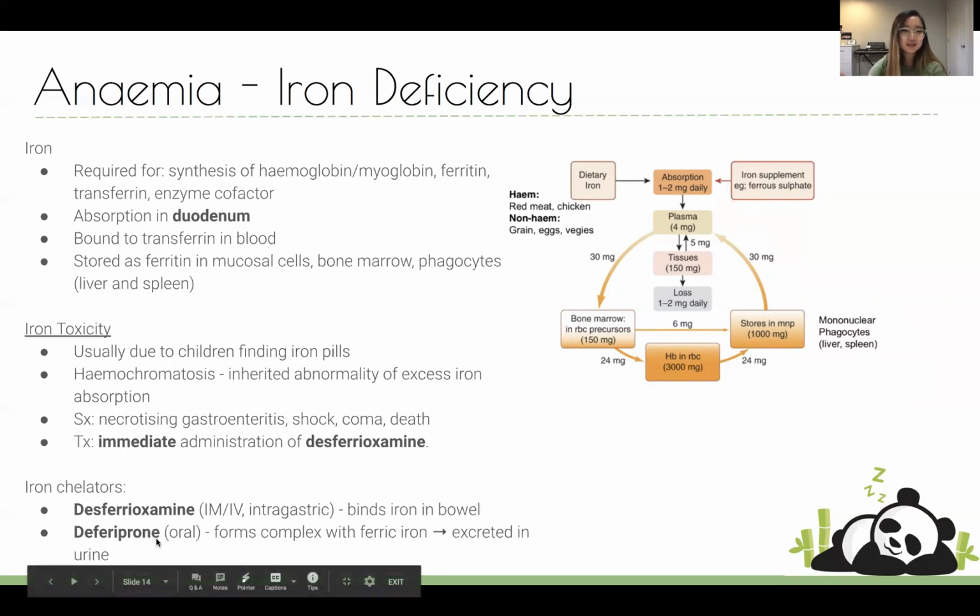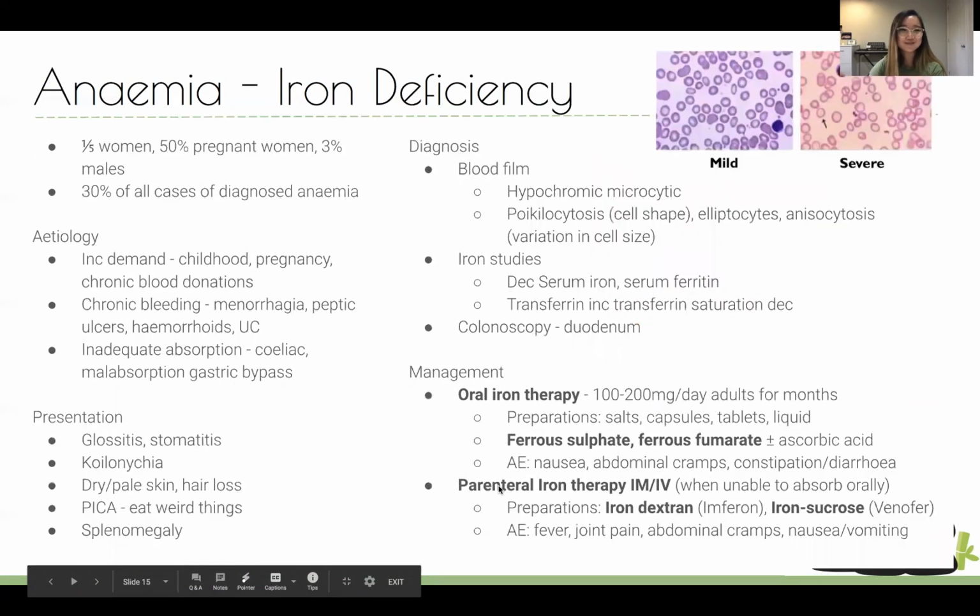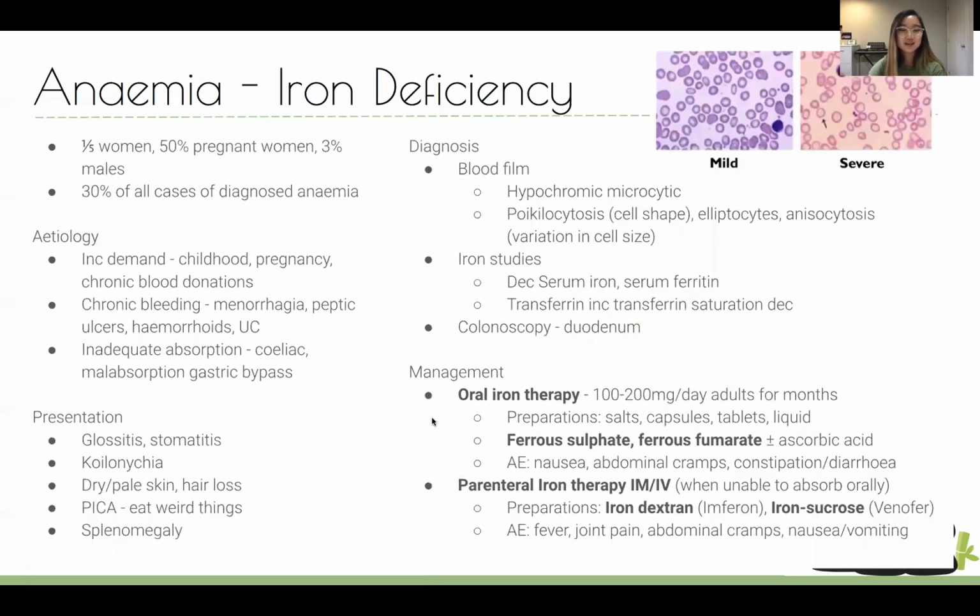You can also get deferriprone, which is oral, and that makes it excrete in the urine. That's basically it. For iron deficiency, this is quite important. It's 30% of all cases of diagnosed anemia, and you can get it via increased demand for iron, so you're not having enough anyway with the normal amount that you're intaking.